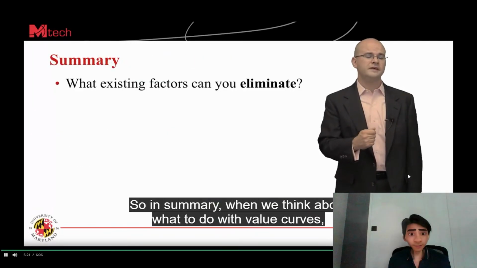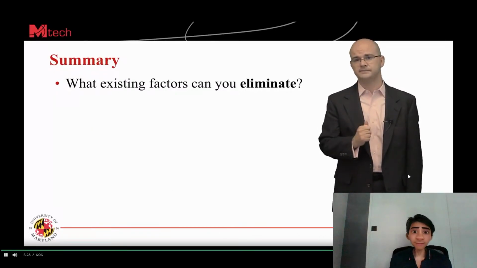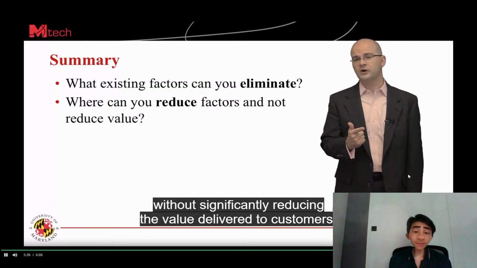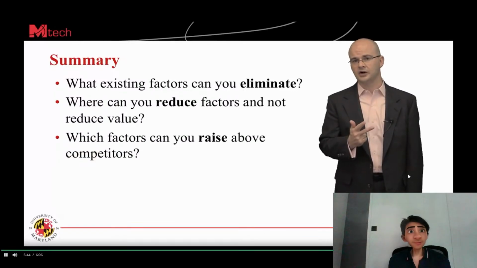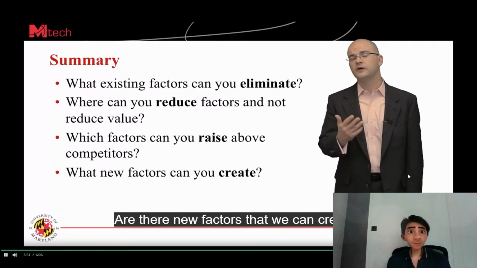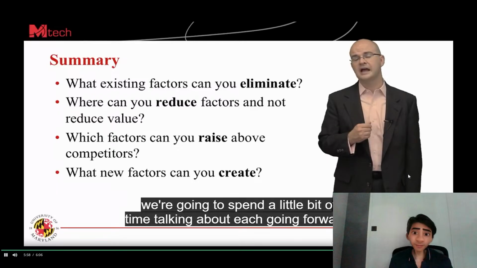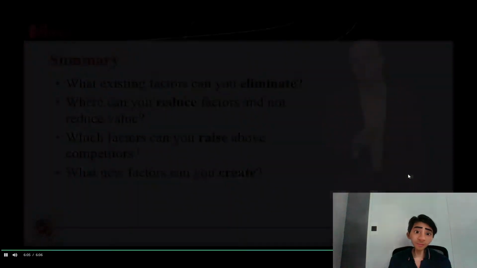So in summary, when we think about what to do with value curves, one piece that we'll explore is elimination. Are there certain factors that we can eliminate? A second element that we'll look at is reducing. Are there factors on that value curve that we can reduce without significantly reducing the value delivered to customers? Another element that we'll look at is raising our degree of execution within certain factors. And then lastly, we're going to take a look at creation. Are there new factors that we can create? When we look at these four collectively, we're going to spend a little bit of time talking about each going forward and thinking about how we can deliver value and innovate on value using this tool of the value curve.